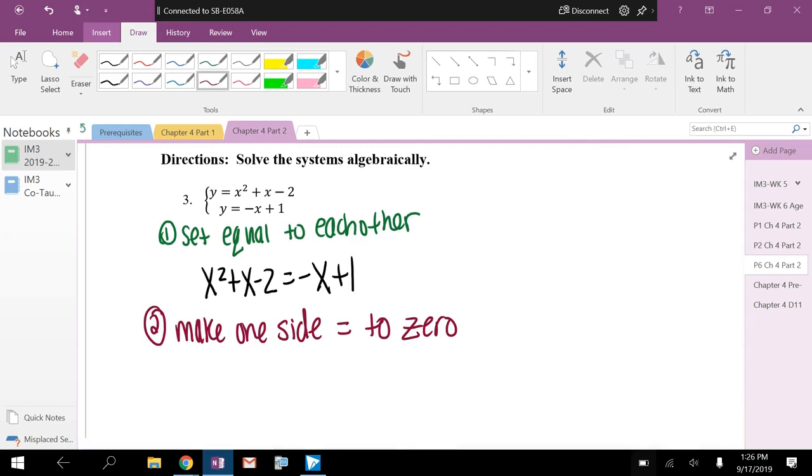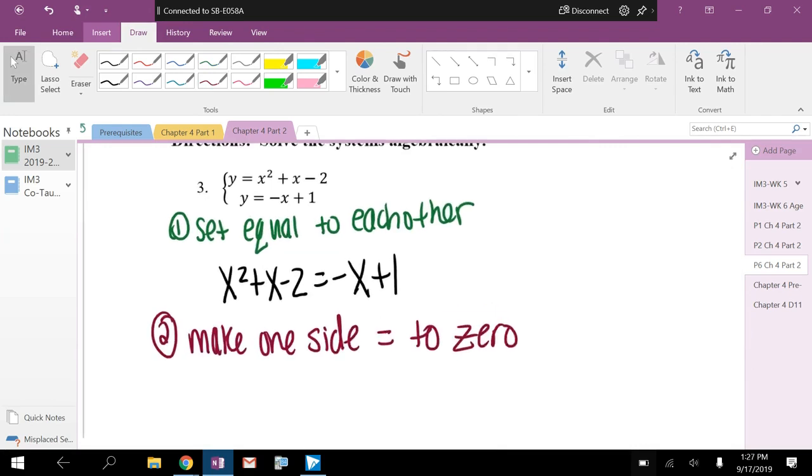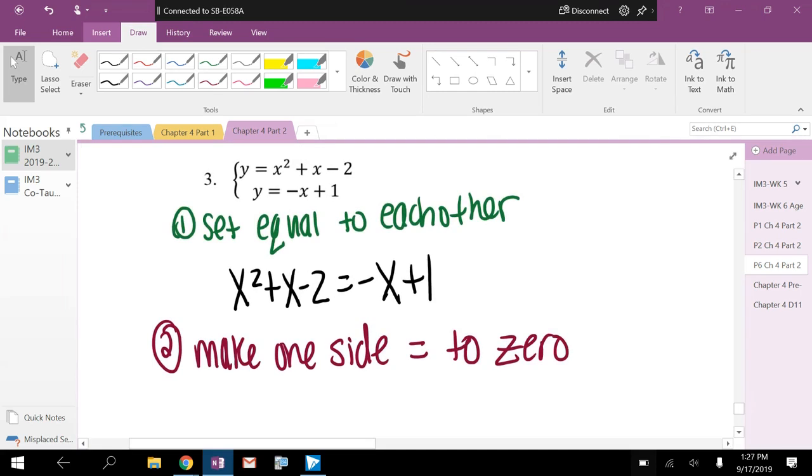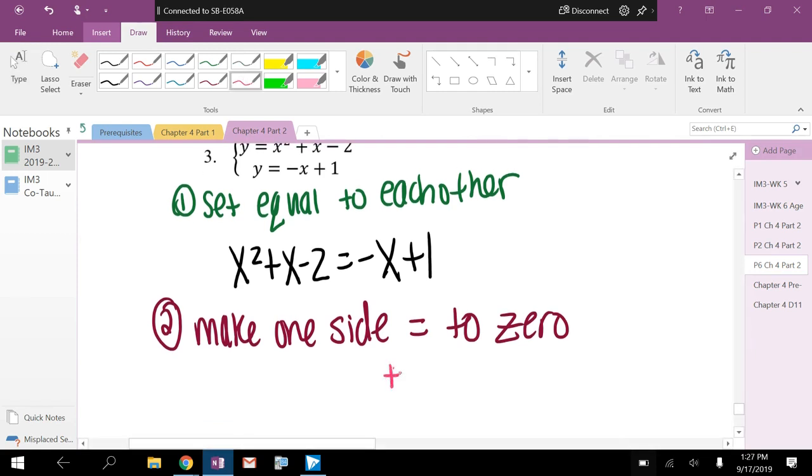X squared plus x. What about it? Not the x squared, but the x on the right. You would add it to the left. Very good. So what do we have to do here? That means I need to add x to both sides, and I need to subtract 1 from both sides.